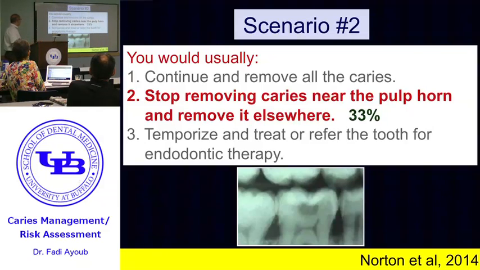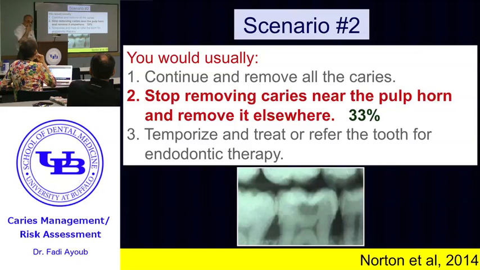Scenario number 2. Remember we said that maybe the lesion could be a lot deeper than we expected. It may open into the mesiobuccal pulp horn. The survey said basically that you stop removing caries near the pulp horn and remove it elsewhere. It's basically indirect pulp capping, the same.